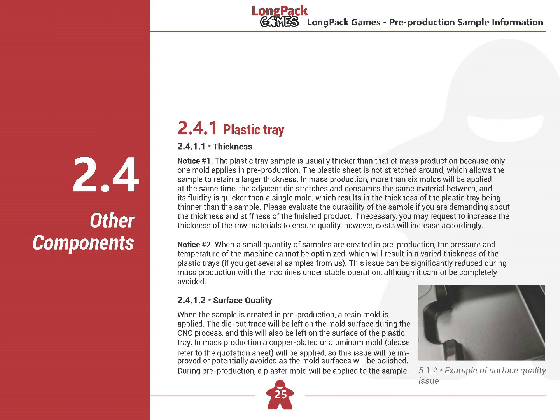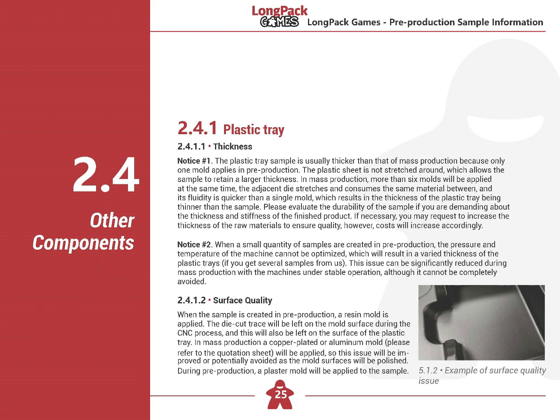Surface quality. When the sample is created in pre-production, a resin mold is applied. The die-cut trace will be left on the mold surface during the CNC process, and this will also be left on the surface of the plastic tray. In mass production, a copper-plated or aluminum mold, please refer to the quotation sheet, will be applied. So this issue will be improved or potentially avoided as the mold surfaces will be polished.